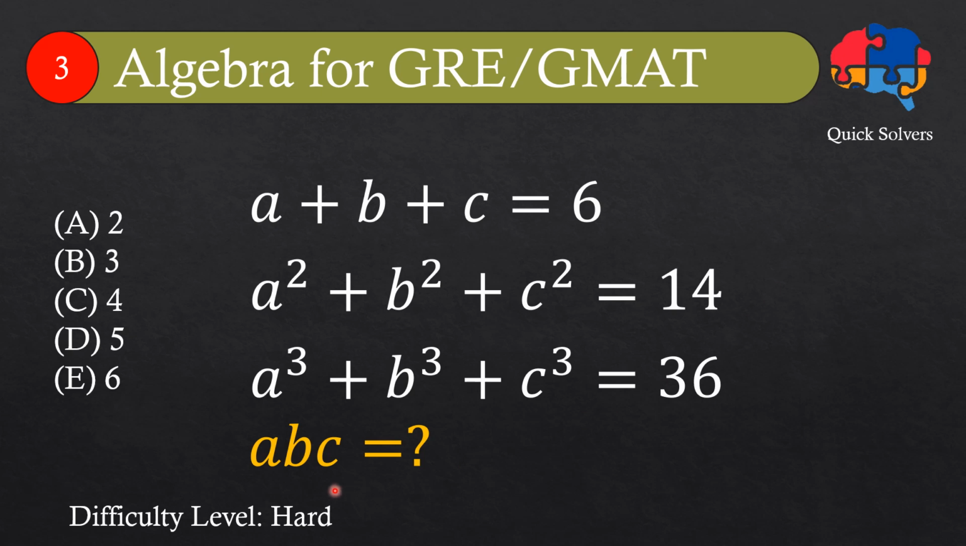Here we want to find the value of a times b times c, where a plus b plus c equals 6, a squared plus b squared plus c squared equals 14, and a cubed plus b cubed plus c cubed equals 36.